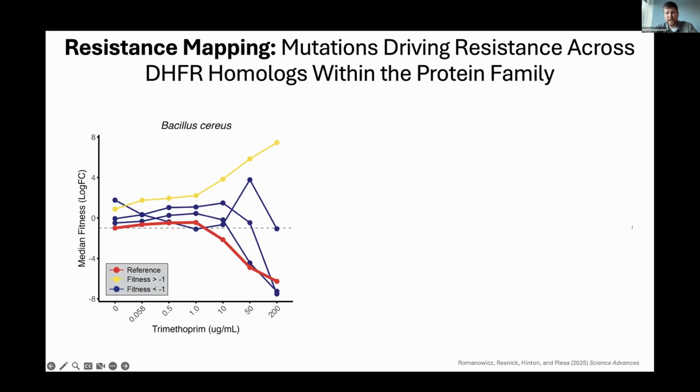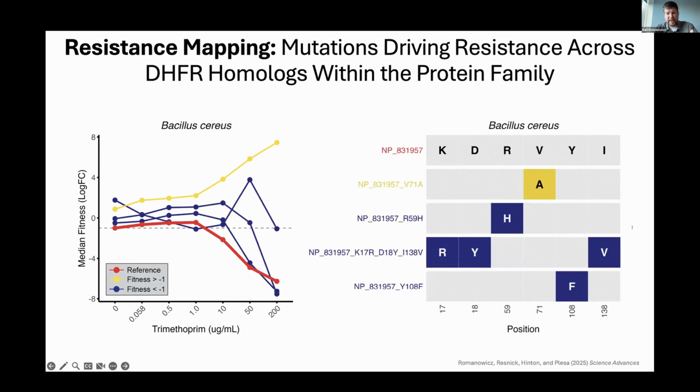And so, for example, here we're looking at Bacillus cereus. This is a pathogenic DHFR variant. And the red line here in the chart indicates the fitness response of the design variant. And then the blue lines represent the fitness response of mutant variants that do not appear to influence fitness to the point where it's greater than -1 at the high end of the trimethoprim gradient, right? And then the yellow line represents a mutant variant that clearly induced trimethoprim resistance across the experimental gradient.